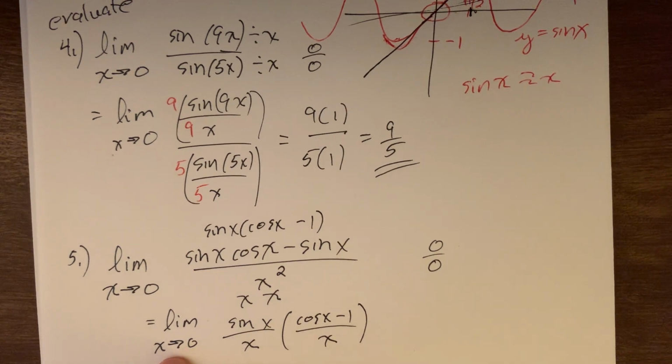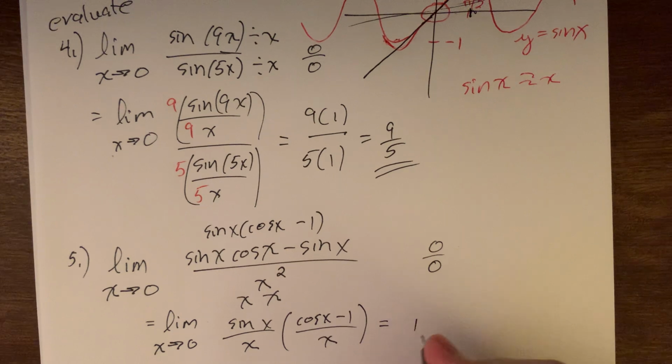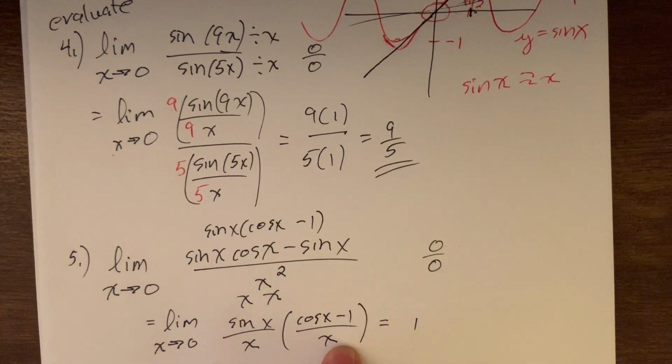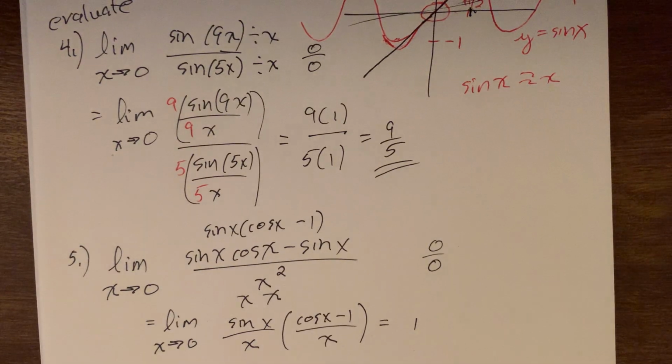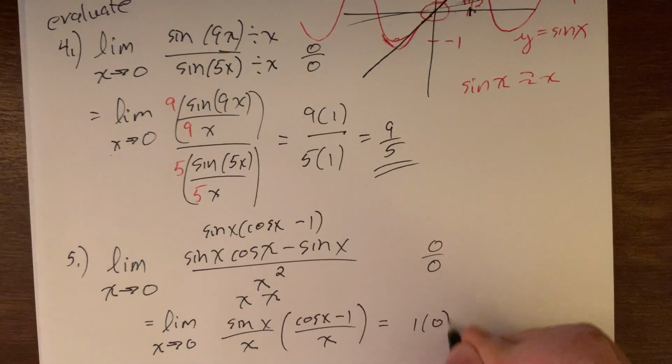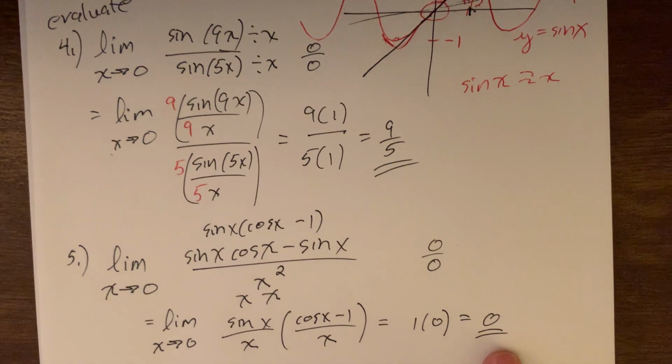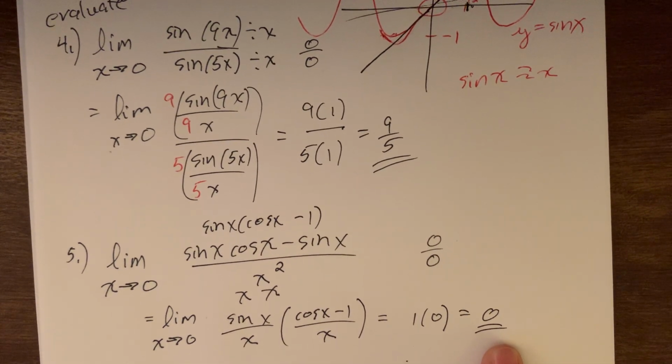The limit as x goes to 0, this one is perfect. Sine x over x. So that becomes a 1. And the limit here, cosine of x minus 1 over x. Again, if you plug in, you get another 0 over 0. But that's a known identity, and that equals 0. So we're actually getting 1 times 0 here, which is 0.